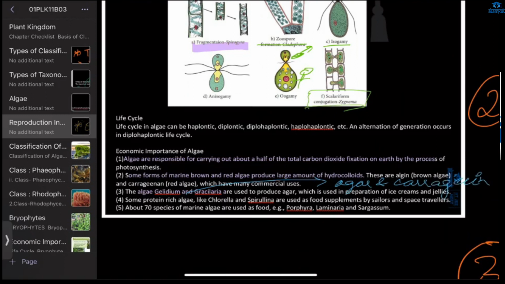Okay? And some protein rich algae like chlorella and spirulina are used as food supplement by sailors and space travelers. Also, I forgot this point: space, this chlorella and spirulina. This question has been asked many times in NEET also, so this one is important. Which are the space food for travelers that they can use as food? These are chlorella and spirulina. Then about 70% of the marine algae are used as food, like porphyra, laminaria, sargassum, etc.